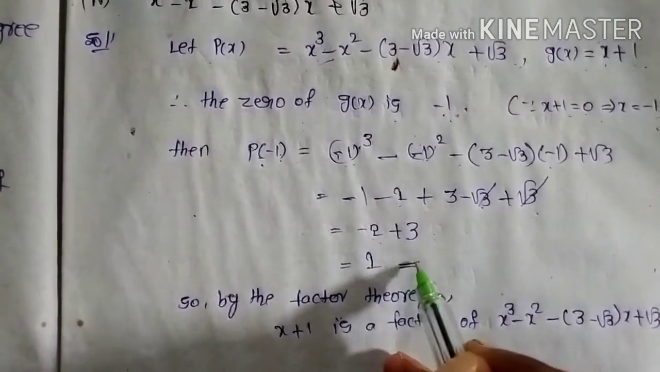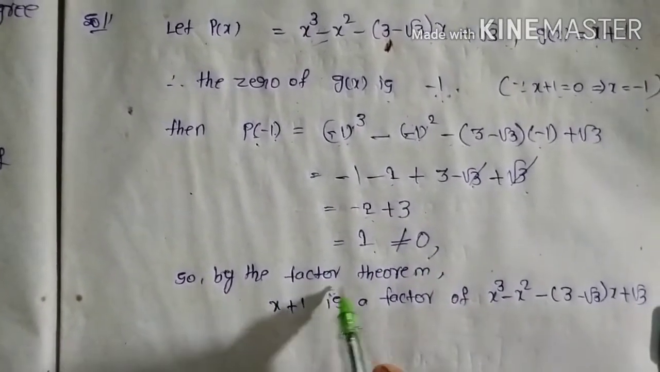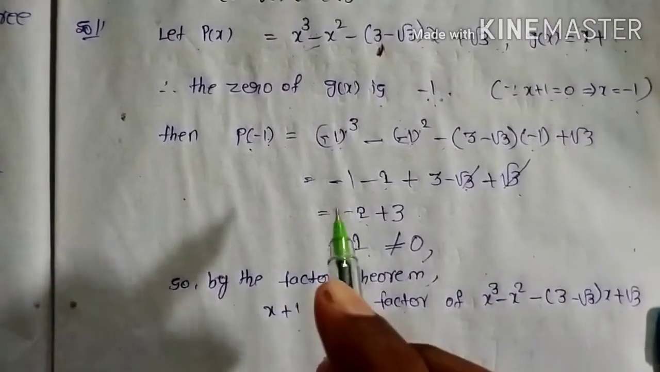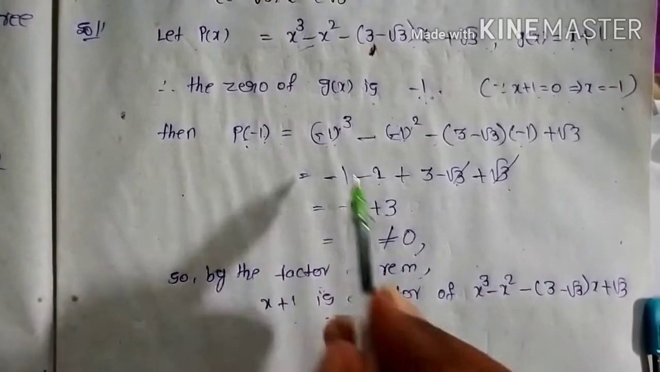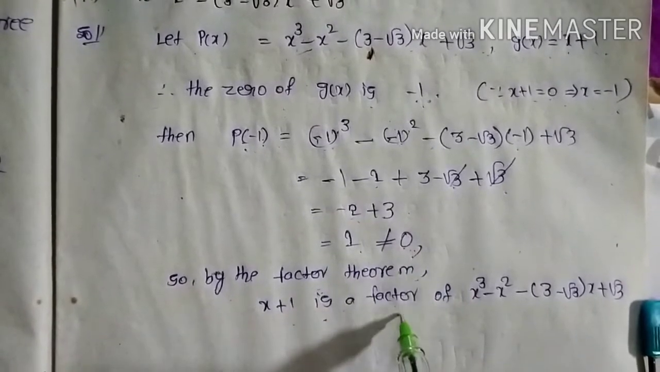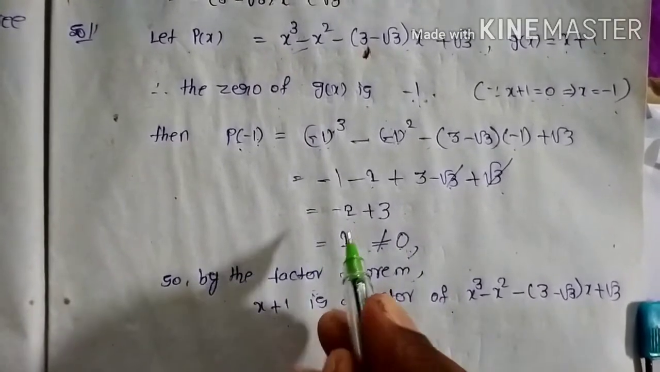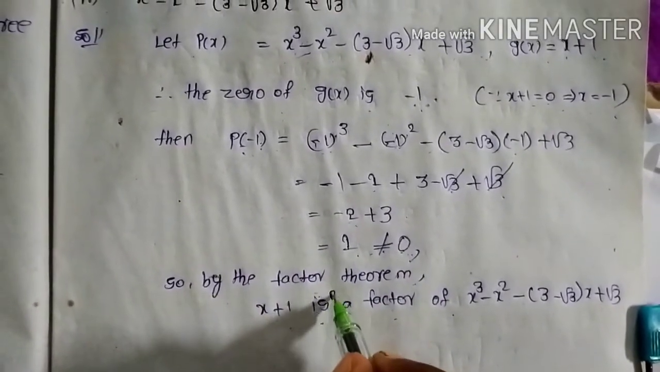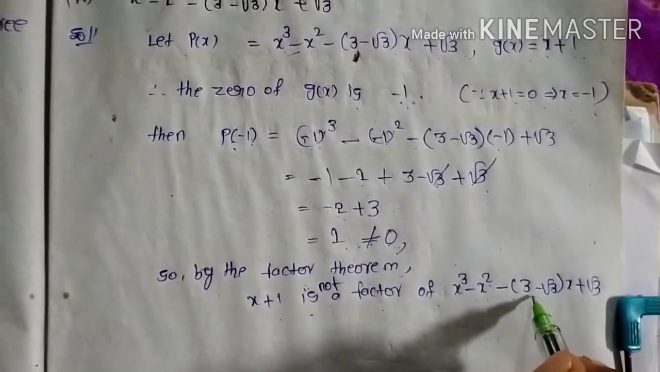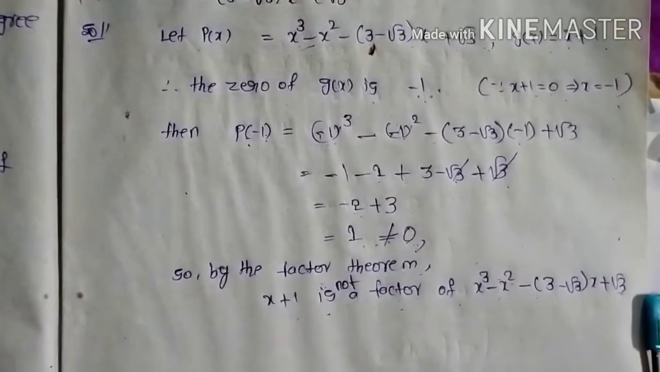Is it equal to 0? It's not equal to 0. Yes or no? Is it equal to 0? It's not equal to 0. So, by the factor theorem, is x plus 1 a factor or not a factor? Just think. Already in the previous problem I told you, if p of a is equal to 0, that means the remainder is equal to 0, you can say it is a factor. But here, observe, is it equal to 0? It's not equal to 0. So x plus 1 is not a factor of x cube minus x square minus of 3 minus root 3 into x plus root 3. Already we have discussed.